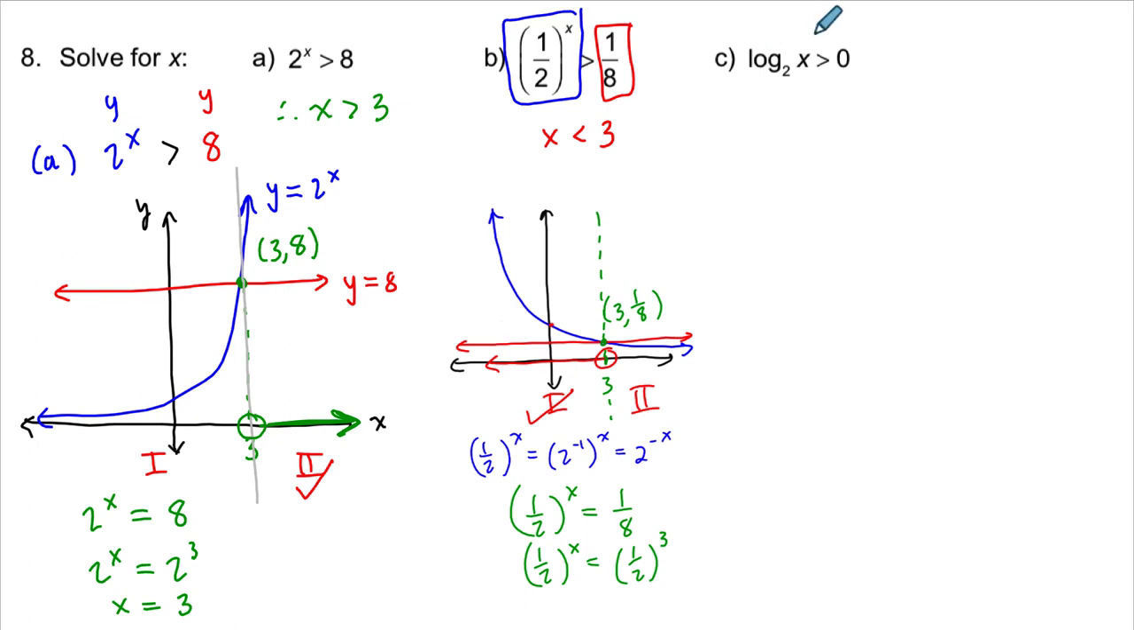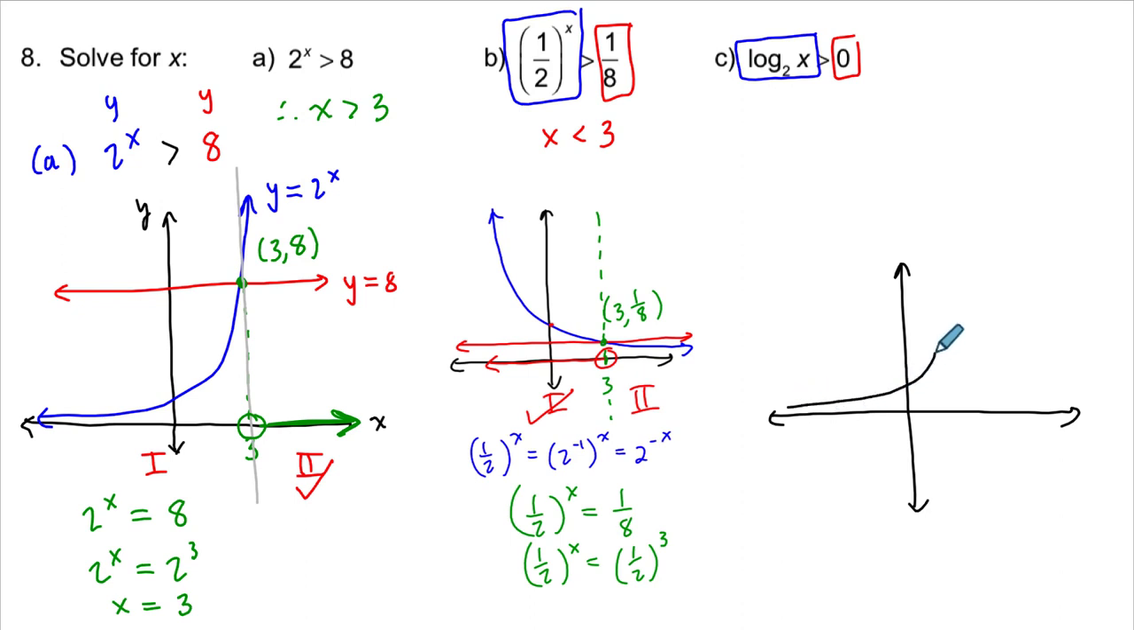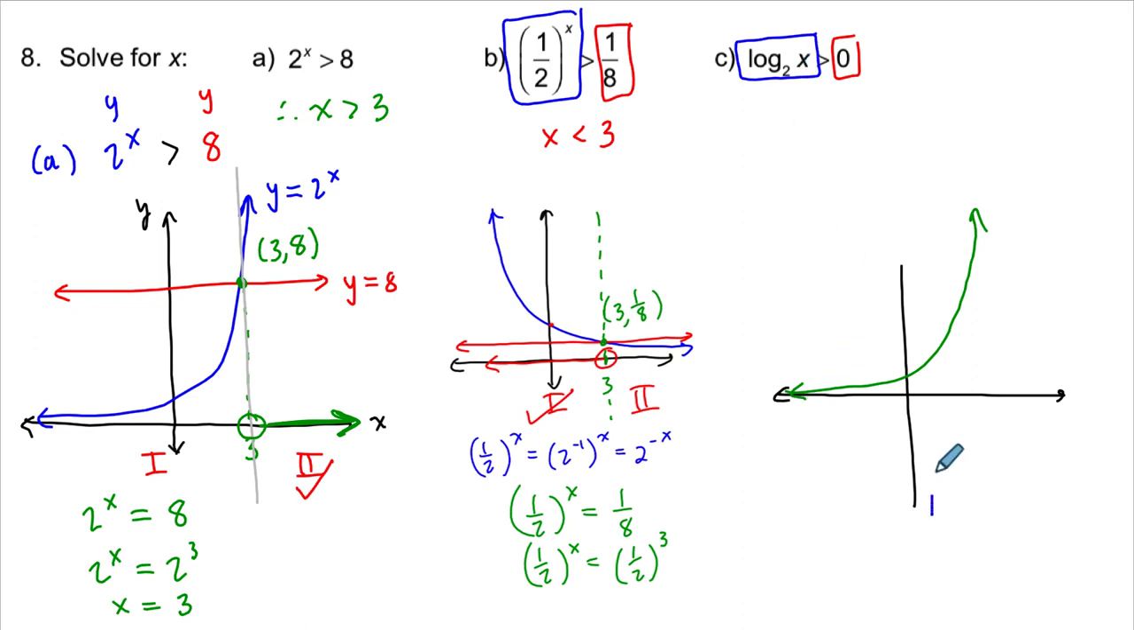So here we're going to have a blue graph, y equals log base 2 of x, and a red graph, y equal to 0. I'm first going to graph y equals 2 to the x, which is our exponential function with a base of 2. And so y equals 2 to the x is this graph, and then log base 2 of x is the inverse graph, which we get by reflecting through the line y equals x. So this is my y equals log base 2 of x graph.